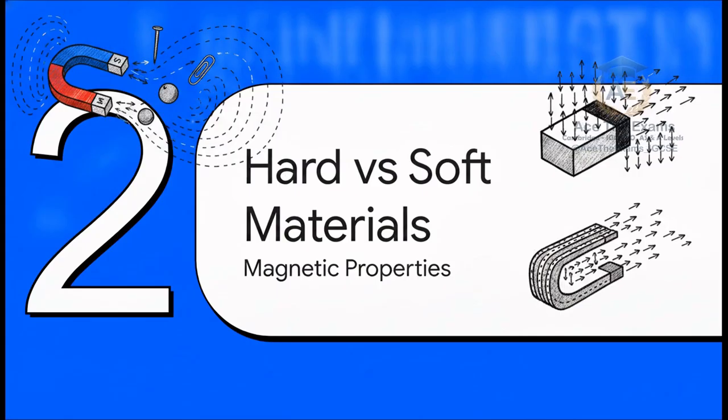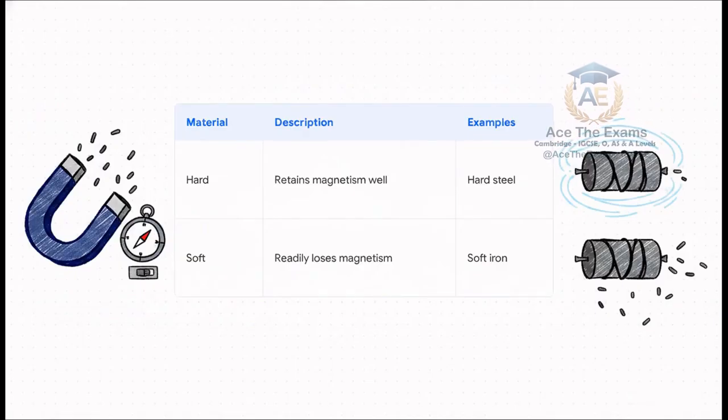All right, Section 2, hard versus soft magnetic materials. Because, as it turns out, not all ferrous metals act the same way. We generally classify magnetic materials into two camps, hard and soft. And no, we're not talking about how they feel.